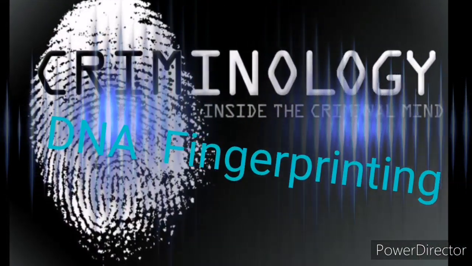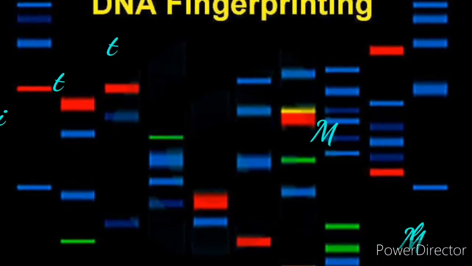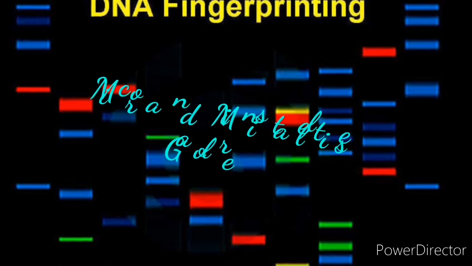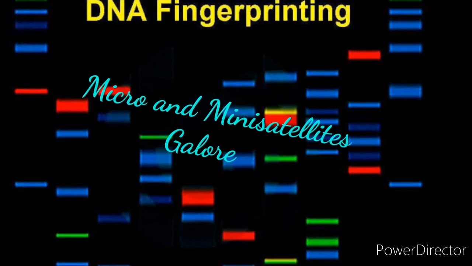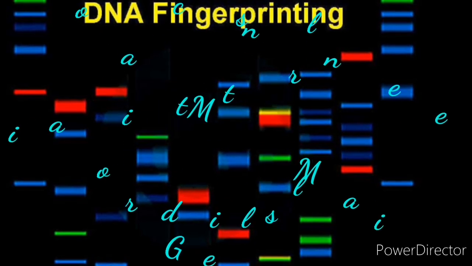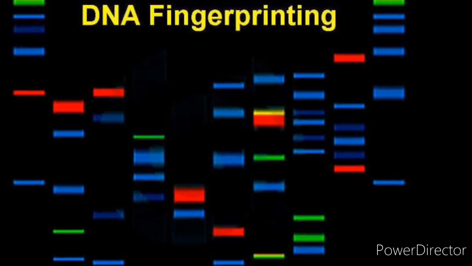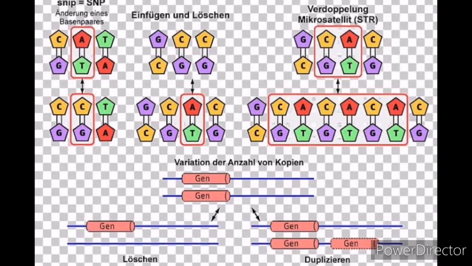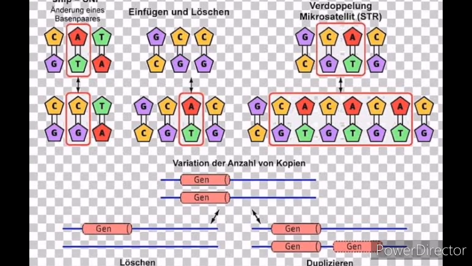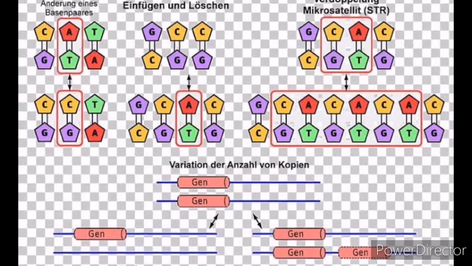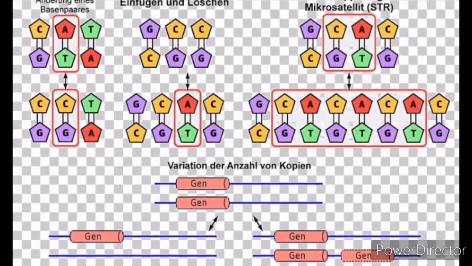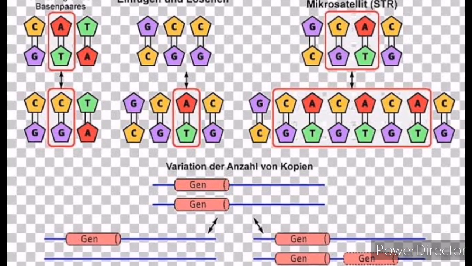DNA fingerprinting. Micro and mini satellites. Microsatellites, also known as simple sequence repeats, are made of repeating units of nucleotides, each repeat ranging from 2 to 6 base pairs long. In minisatellites, the repeating unit ranges from 10 to 100 base pairs. These are also known as variable number tandem repeats, or VNTRs.